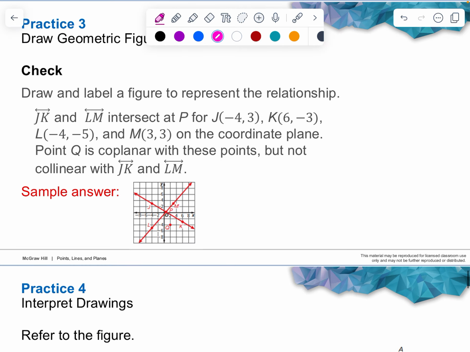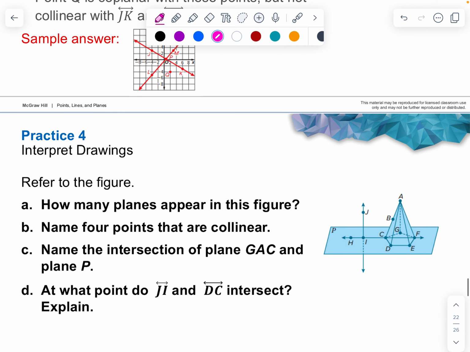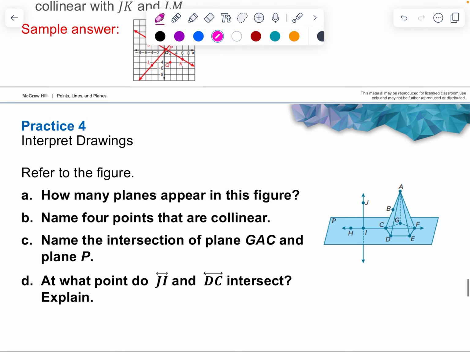And then interpret drawings. Let's see. Okay. How many planes appear in this figure? Now you're not only doing the plane at the bottom, but then you're doing all of the planes on the surface of this pyramid. So you've got this one on the outside, this one, and then the two on the back. So 1, 2, 3, 4, 5, 6. There should be 6 planes. Name 4 points that are collinear. All right, collinear means on the same line. There's only one line that has 4 points on it, and it is this guy, HICF.